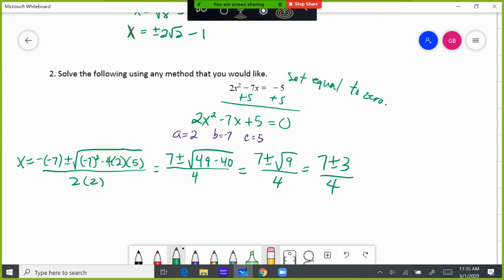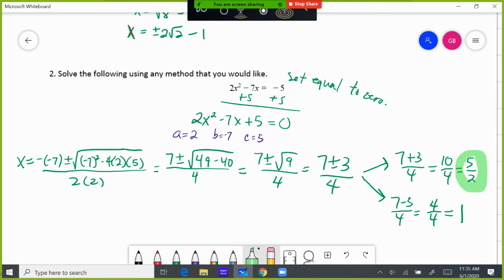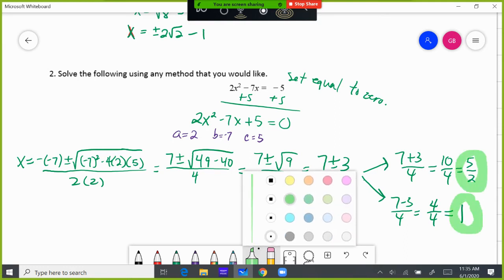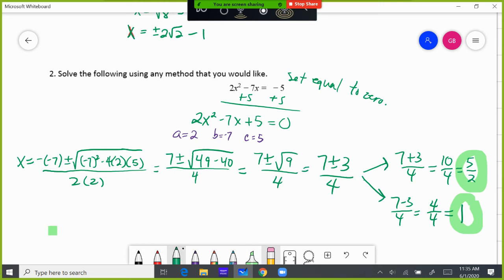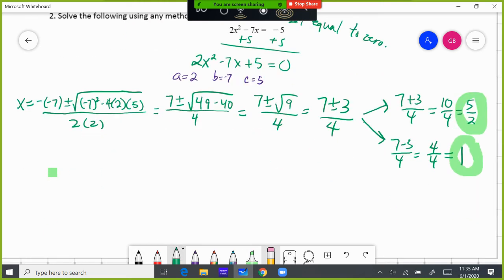So here we need to find both answers. So you're going to have +3 or -3. So 7 plus 3 over 4 is 10 over 4, which is 5 over 2. Or 7 minus 3 over 4, which is 4 over 4, which is 1. Okay, so those are your two solutions. That was concept 4.